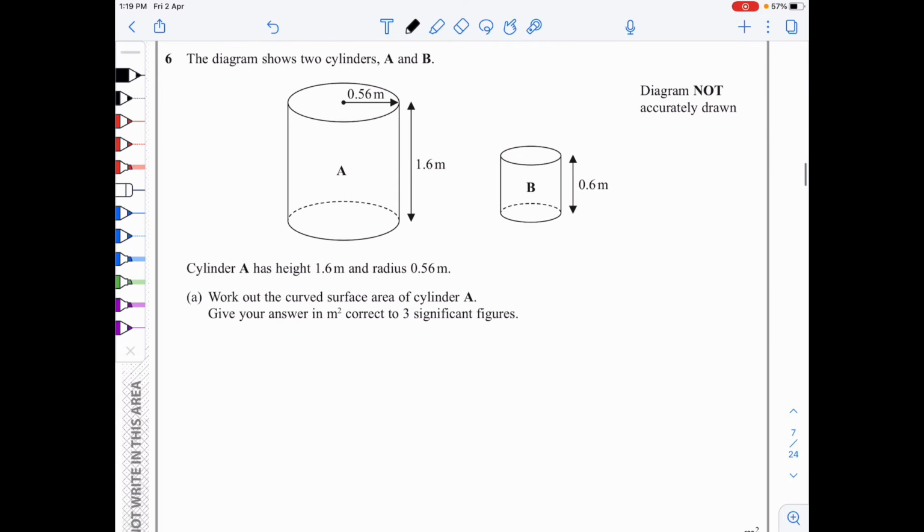In 6, we need to work out the curved surface area of cylinder A. So we know that the curved surface area is given by 2 pi RH. So we're just going to do 2 pi, the radius is 0.56, the height is 1.6. If we plug everything into the calculator, we get 5.63 square meters, rounding our answer to 3 SF as instructed.